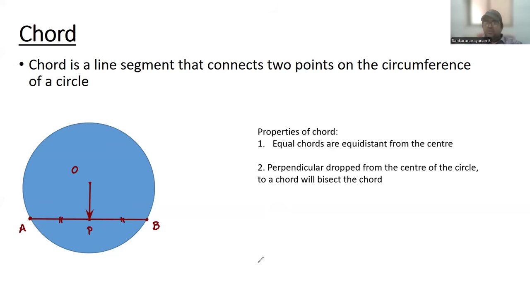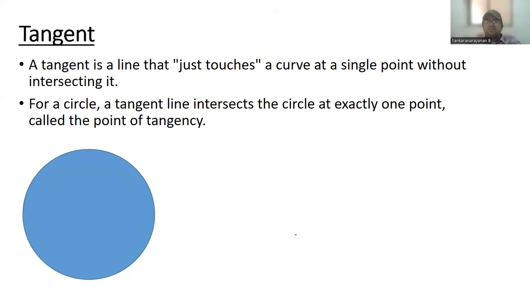Now, let's move on to the next concept. It's about tangents. A tangent is a line that just touches a curve at a single point without intersecting it. So let me consider a point P which is lying here. Now from this point P, consider I am going to draw a line like what you see.